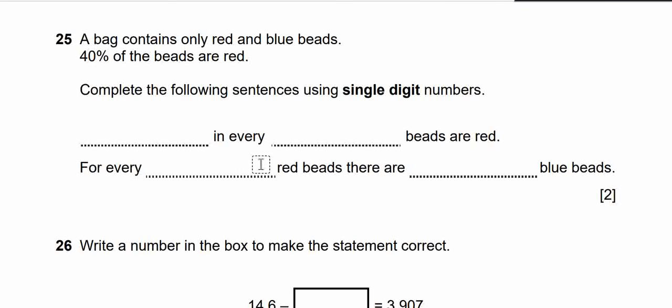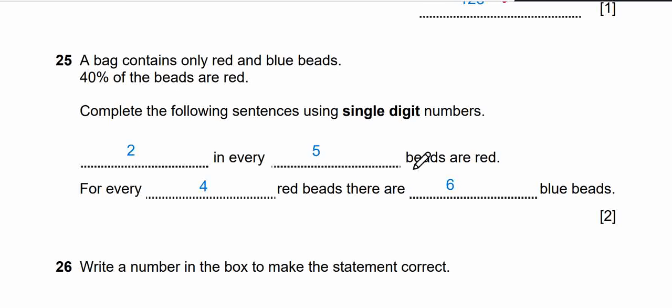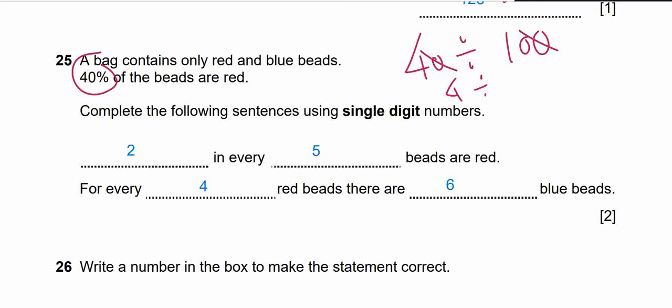Right, let's check out the answer, guys. So here's the answer: 2 in every 5 beads are red. How do you get that? 40% is 40 out of 100. Simplify into 4 over 10. Since it must be a single digit, we divide again by 2. So 4 divided by 2 is 2, and 10 divided by 2 is 5. So 2 in every 5 beads are red.